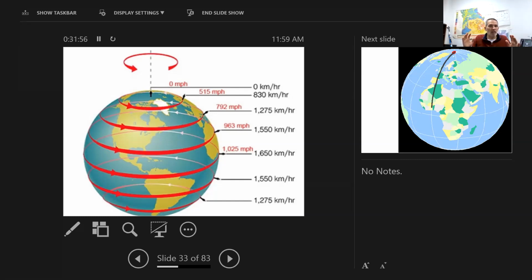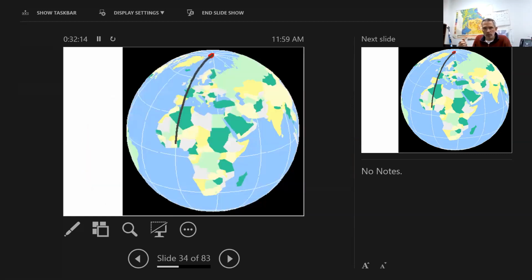As a result, the gravitational pull, which is a function of the mass of yourself and the mass of the Earth, but the distance is going to be a little bit further, and so you're actually going to weigh less if you were to step on a scale at the equator versus the North Pole.